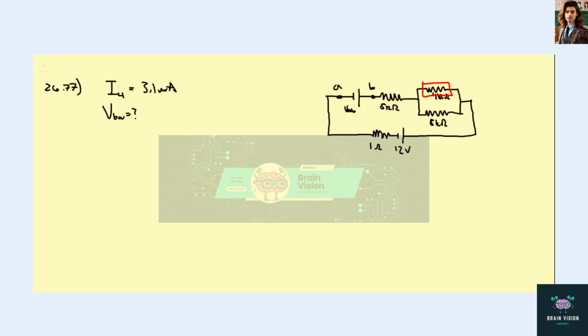It says there are two answers. Why? First we need to think about this. Why would there be two answers? Well, it's because we don't know which direction the given current is flowing. This current could be flowing to the right, could be flowing to the left.